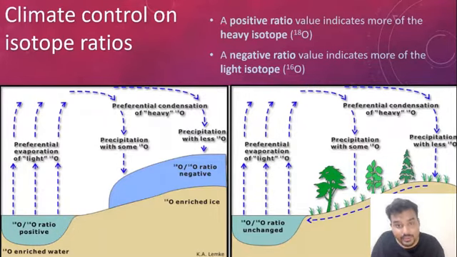Right. Now here we have more O16, that is, the denominator is bigger than the numerator. So that means it will be negative. Are you getting my point?